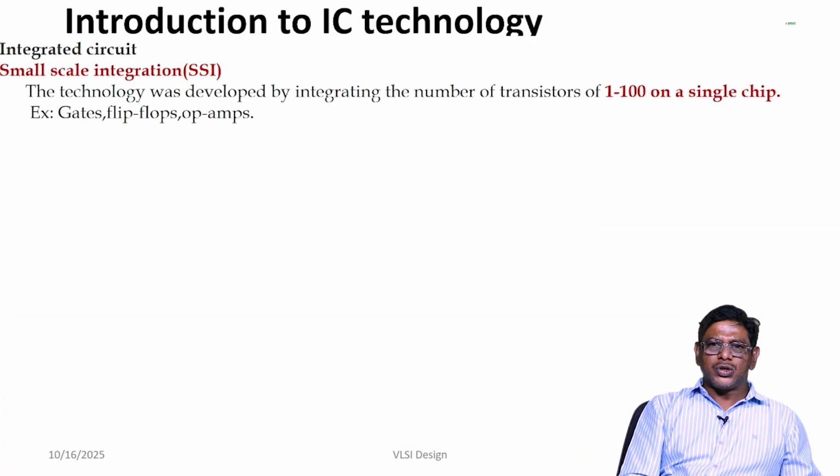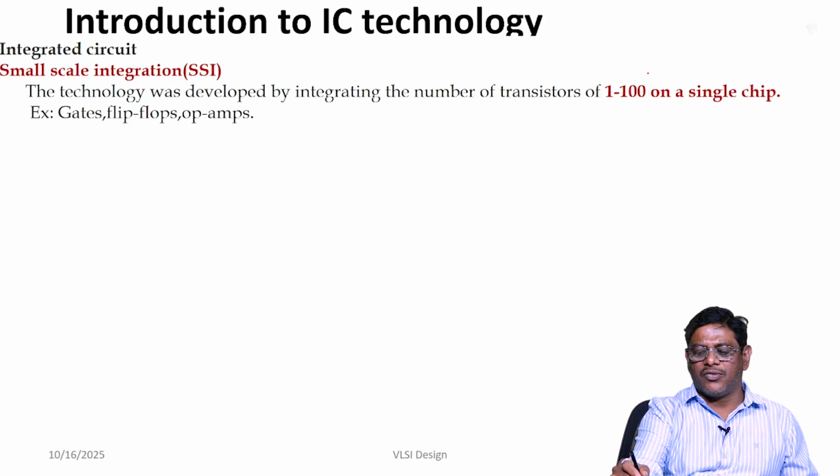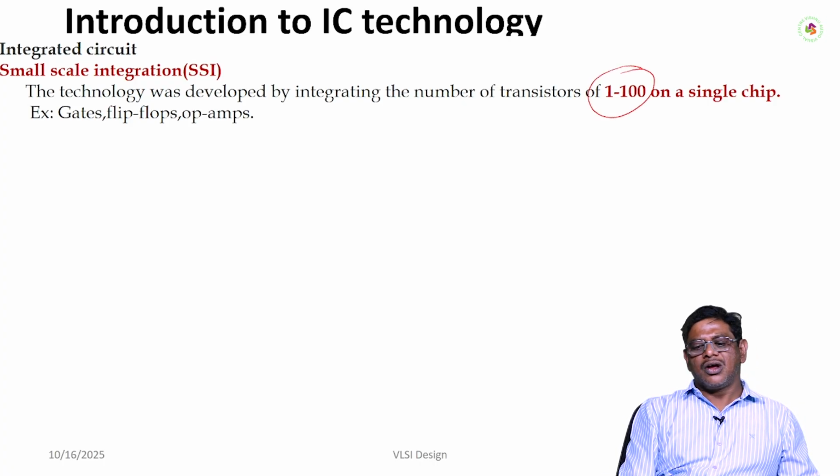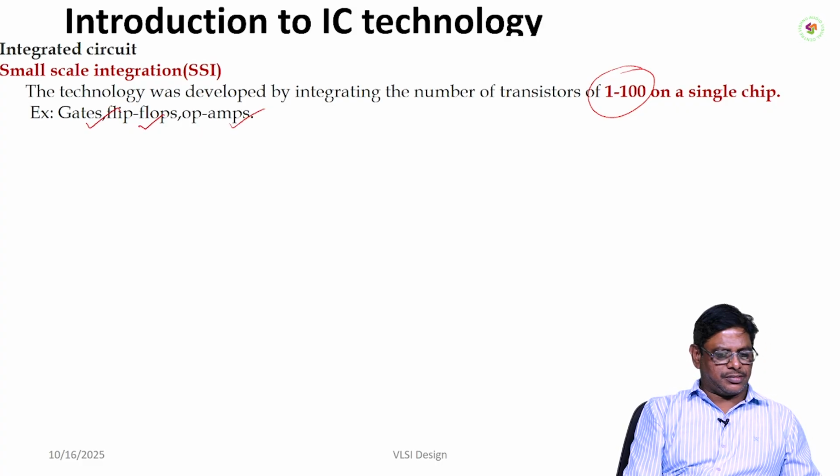Okay, introduction to IC technology. The first version of integrated circuit is SSI, small scale integration, which consists of 1 to 100 circuits on a single silicon wafer. Examples: gates, flip-flops and op-amps.